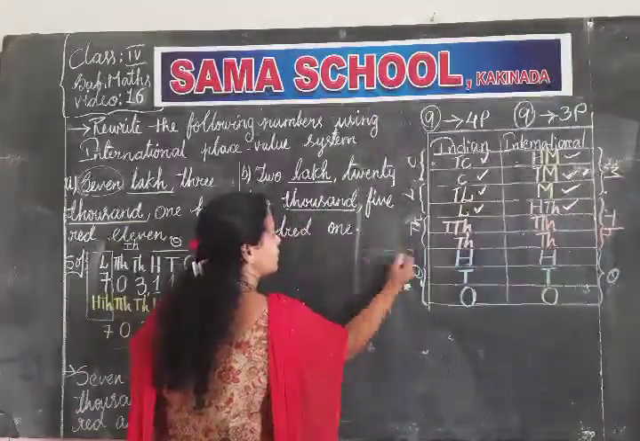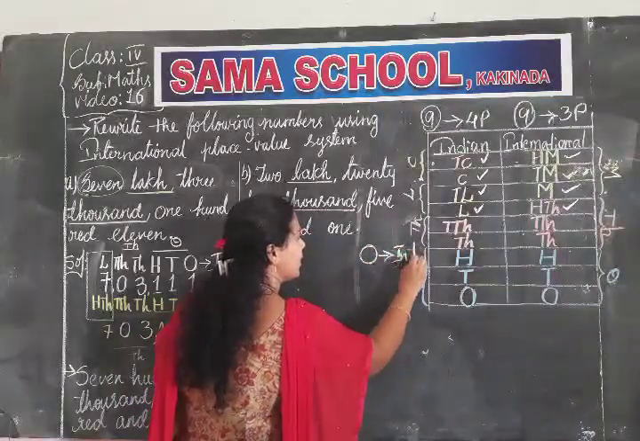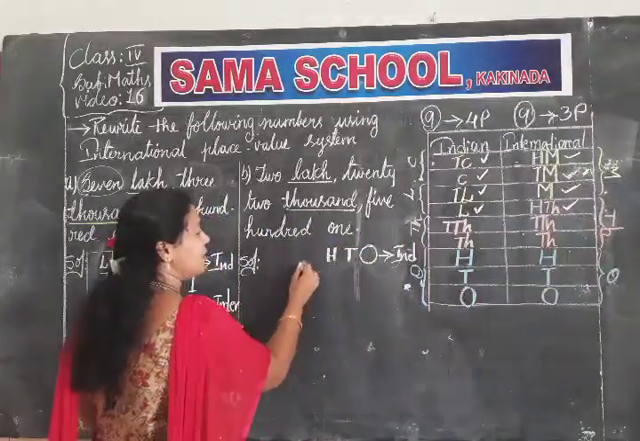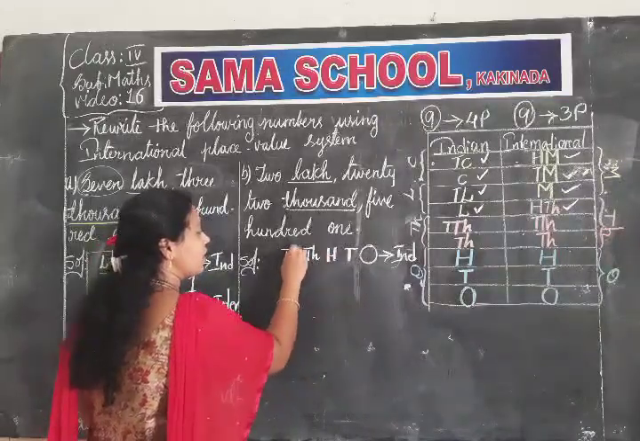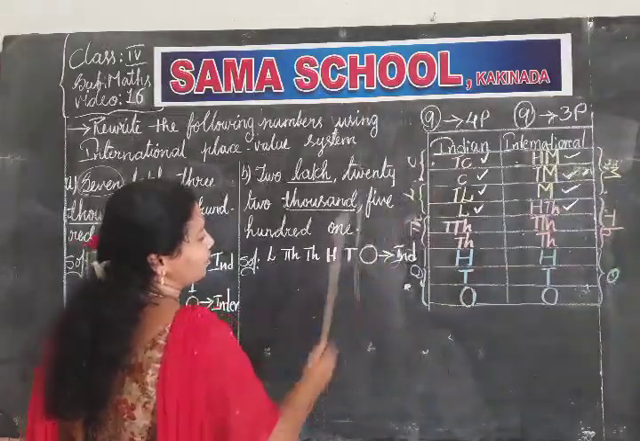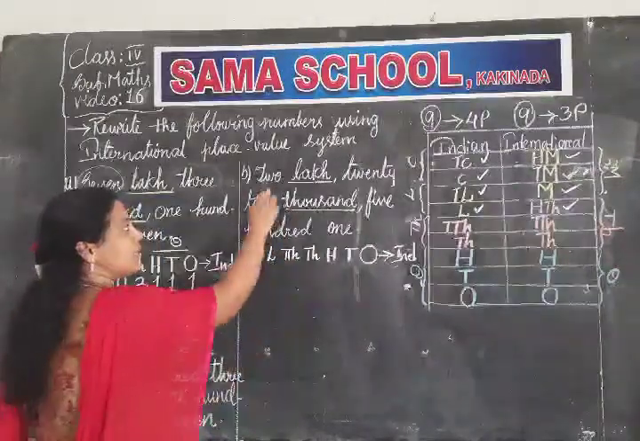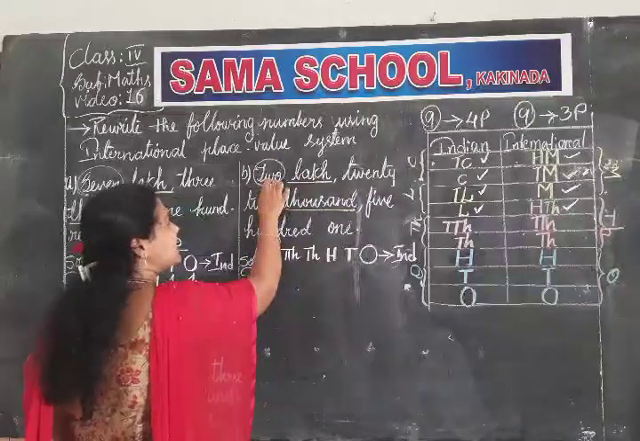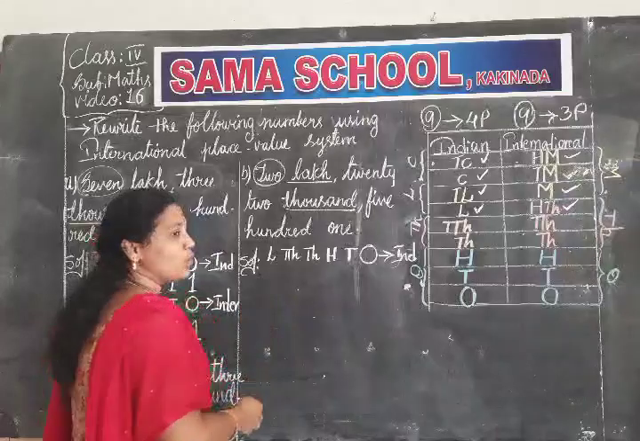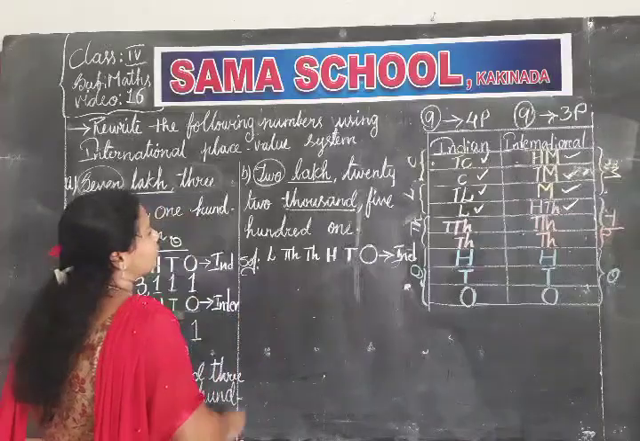Now we are writing the Indian system: ones, tens, hundred, thousand, 10,000, lakhs. Actually, in the lakhs period we have 2 places, lakhs and 10 lakhs. In the lakhs period, we have a single digit number, so we write only the lakhs place. In the 10 lakhs place, there is no number, so I didn't write that place. Is it clear? Now, write the number.